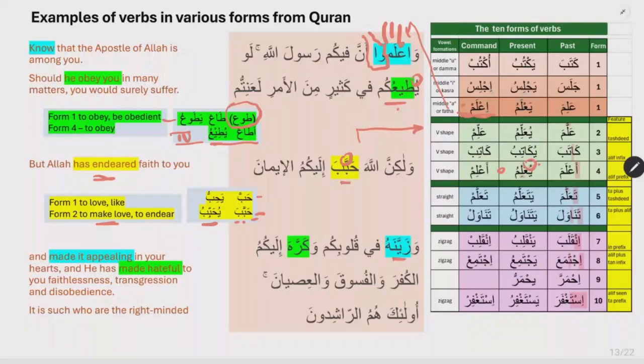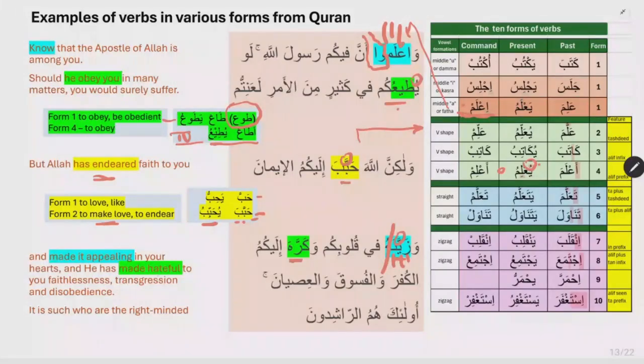Same with zayyana. You notice a tashdid here. Zaya, nun, the roots. Zayyana hu. The hu is the reference to the iman, I think, or something masculine. So zayyana is the second form here. Karaha is also a second form.